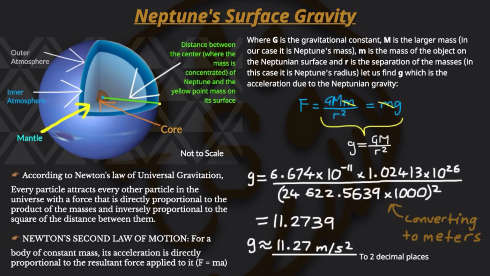So we then say our capital G is 6.674 times 10 to the power negative 11, and then our capital M is the mass of Neptune, which you have seen even in our previous calculation when we calculated what was it?